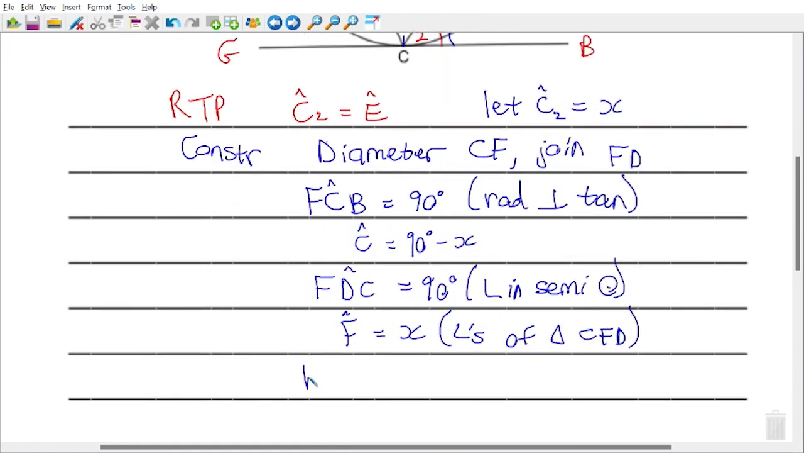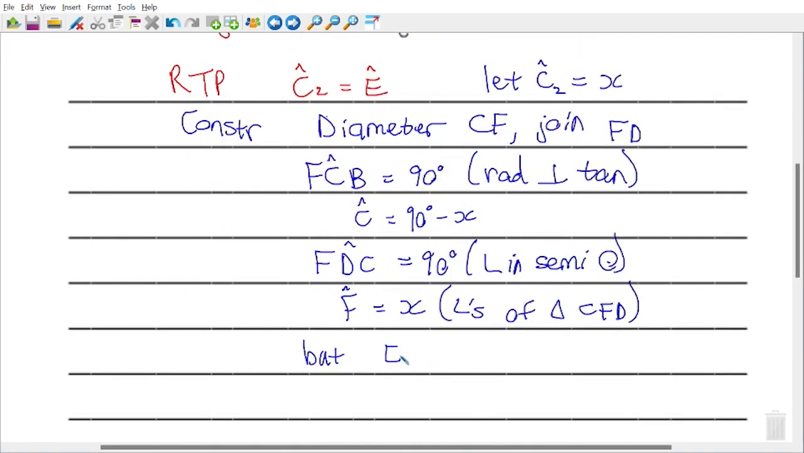Right, but angle E is also equal to x, and that's because of angles in the same segment. So therefore C2 is equal to E. Okay, and that's pretty straightforward because you can actually just learn that.